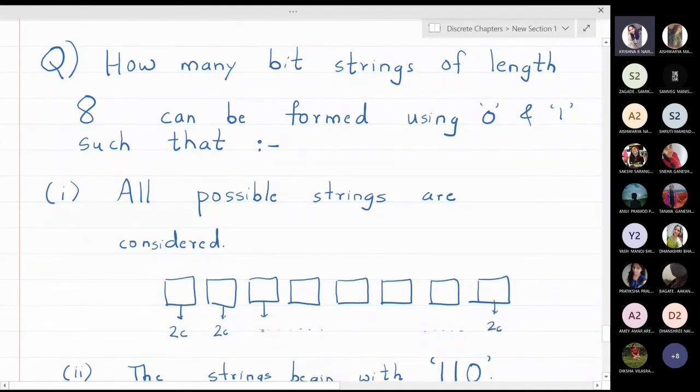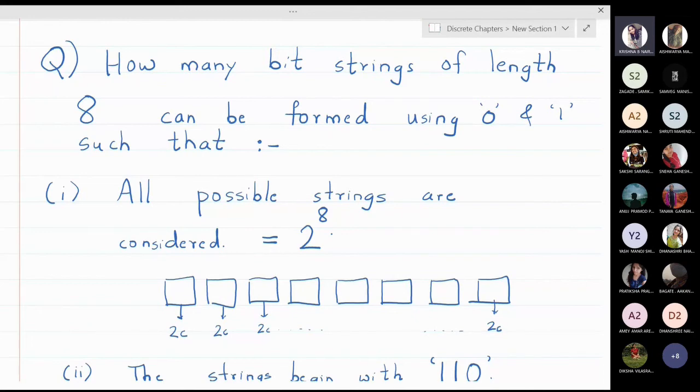So how many twos are there? You have taken 2 eight times. So the number of strings of length 8 is how much? It is 2 raised to 8. These are the total strings of length 8 by using the digits 0 and 1.